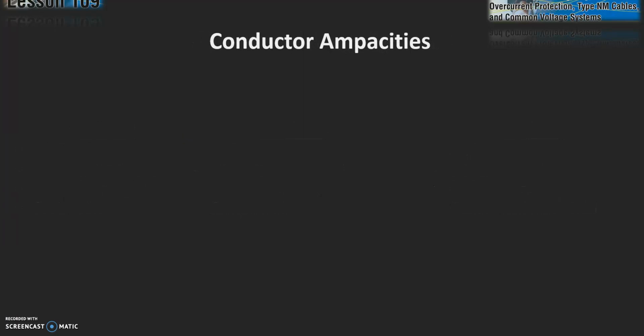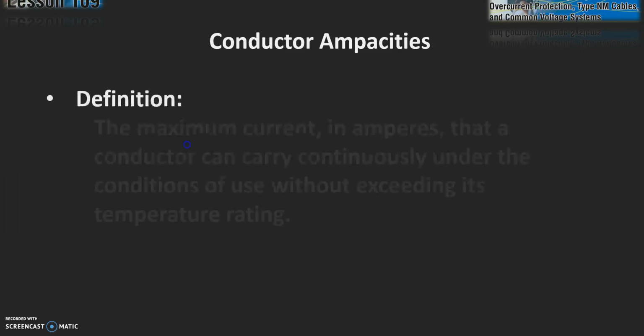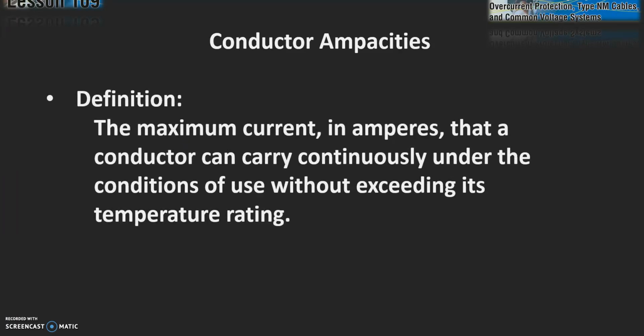So next one here, we want to hit on conductor ampacities. What does that mean? I think it's obvious. Maybe you think it's obvious, but let's make sure we're all playing on the same field here. So defined as the maximum current in amps that a conductor can carry continuously under conditions of use without exceeding its temperature rating. So basically that wire is not going to melt and burn up, right? It's safe, it can carry the current, nothing to worry about. Okay.